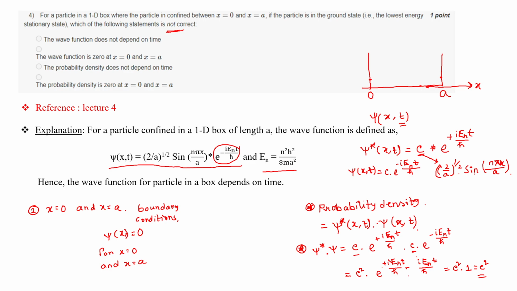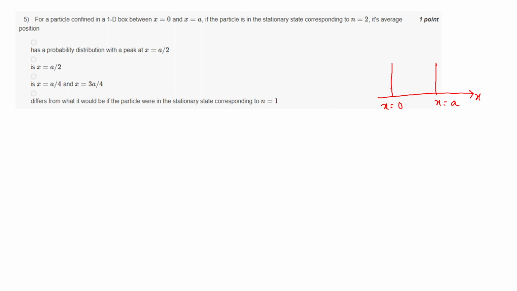So first of all, the options: it has a probability distribution with a peak at x equals a by 2; or it is at x equals a by 4 and x equals 3a by 4, and differs from what it would be if the particle were in the stationary state corresponding to n equals 1. You can find the answer in lecture 4. So before moving to the solution, I would like to ask if anybody can answer this.